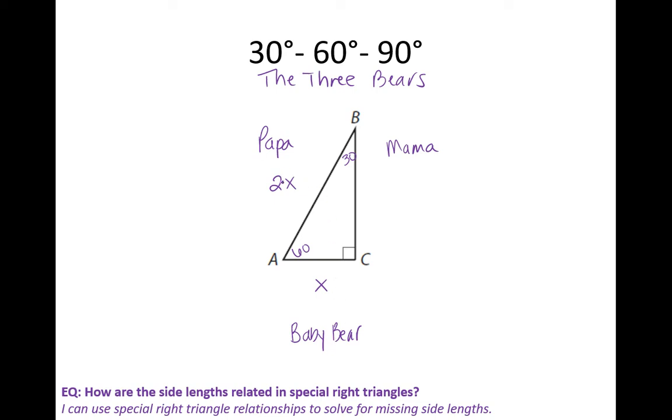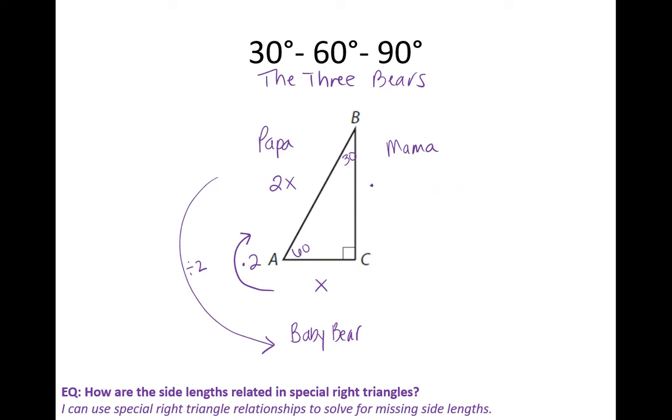All right, so Papa Bear is twice as big as Baby Bear. The math that we do is we take X and we multiply it by 2. So whatever Baby Bear is, we're going to multiply it by 2 to figure out what the hypotenuse is. So if Baby Bear is 8, then Papa Bear is 16, twice as big. And we can do it in reverse. If I tell you Papa Bear is 100, then Baby Bear would be 50. We just divide by 2 if we go backwards. So that's the math.